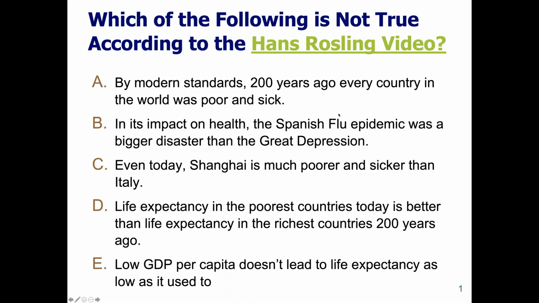Okay, so answer. Okay, so now let me go back through these. So first of all, most of these are true. By modern standards, 200 years ago, every country in the world indeed was poor and sick. The Spanish flu epidemic was a very big deal. Life expectancy is better in the poorest countries today than in the richest countries 200 years ago. And at low levels of income, life expectancy is better than it used to be. But Shanghai is really about the same as Italy now.